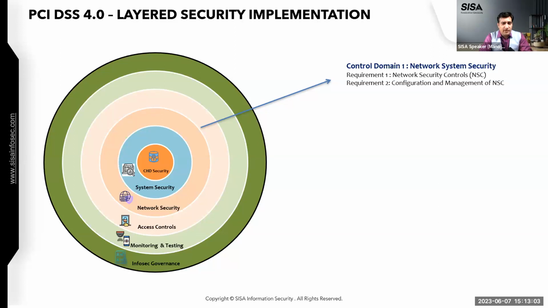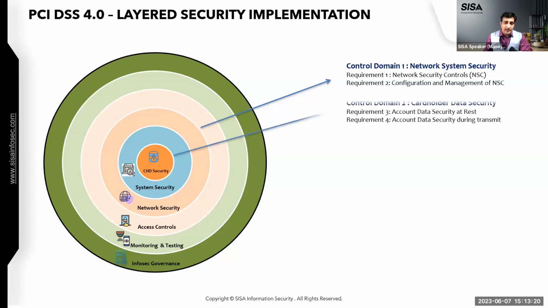That is where we have 2 requirements. One of the requirements focuses on where we should put the network security controls and how you need to manage them. And then requirement number 2 talks about configuration management. On a 6 monthly basis, at least, you have to go and review your requirements as well.